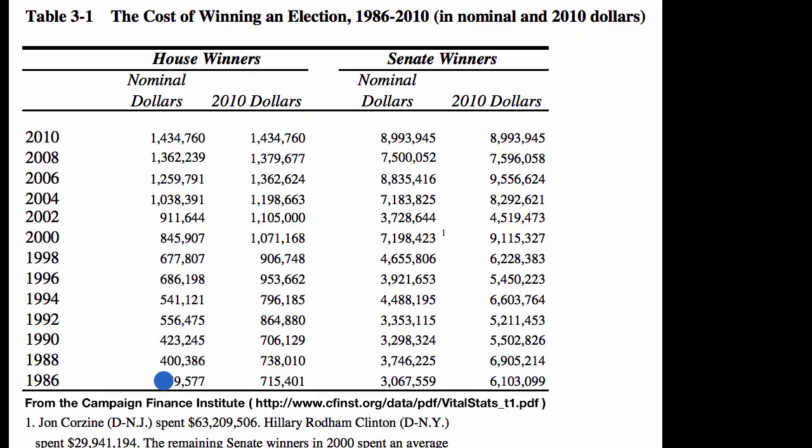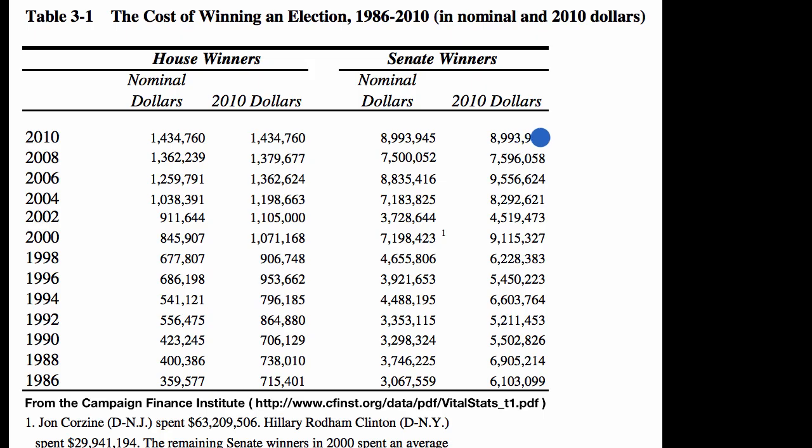If you look at nominal dollars for the House of Representatives, so this is just the actual dollar amount, you see it's almost grown by a factor of 4 or 5. But even if you adjust it for inflation, the cost has doubled for your average House campaign. And you see a similar trend in the Senate campaigns, where even adjusted for inflation, the cost of your average Senate campaign has increased by 50%.